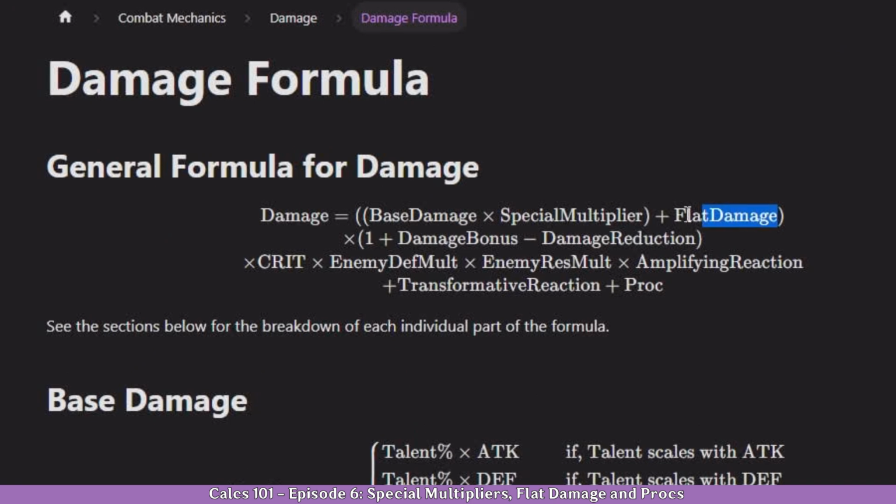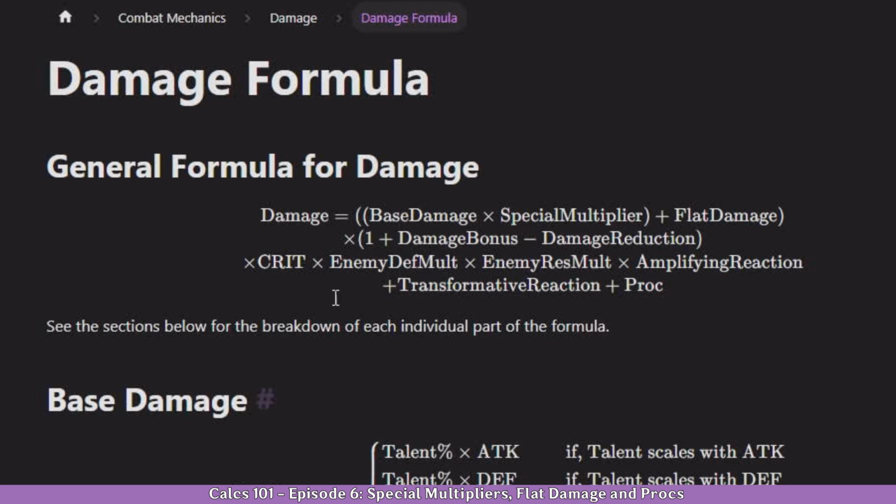Flat damage here, since it's additive, is basically like having two instances of base damage summed up, but one instance of base damage is from the character itself, the character that does the hit, and the other being from the other source that will add up to it and scale with the exact stats.